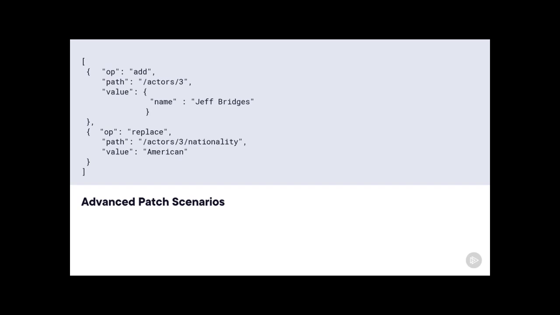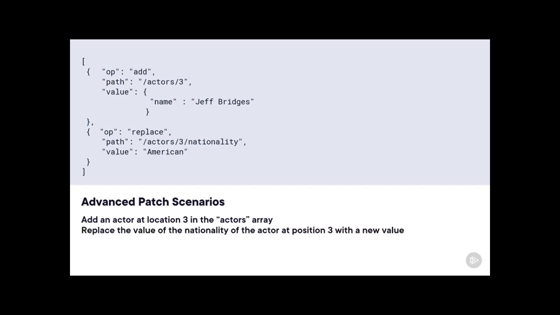Patch and the JSON patch standard allow for much more complicated scenarios as well. For example, manipulating an array. Imagine that the Movies API would also expose a movie's actors as an array. In the example you see on screen now, we're sending a patch request to a movie that will add a new actor at location 3 in the actors array. Now imagine that such an actor has a property nationality. We could then replace that by a new value by accessing the correct actor from the actors array.